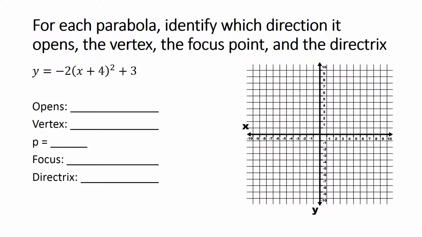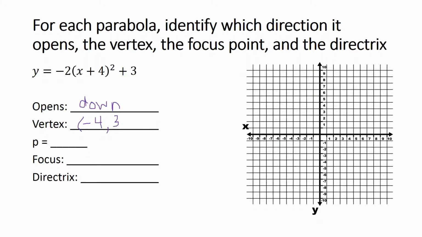We want to start with determining whether our parabola opens up or opens down. Because I have a -2 at the front of my equation, that negative indicates that the graph will be pointing downward. I can also get the vertex by looking at my equation. X plus 4 squared plus 3 shows me that my vertex has shifted to the left 4 and up 3.